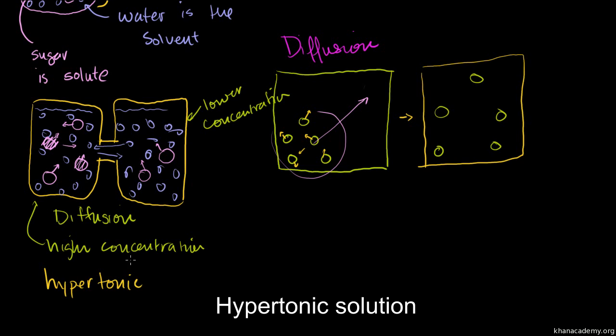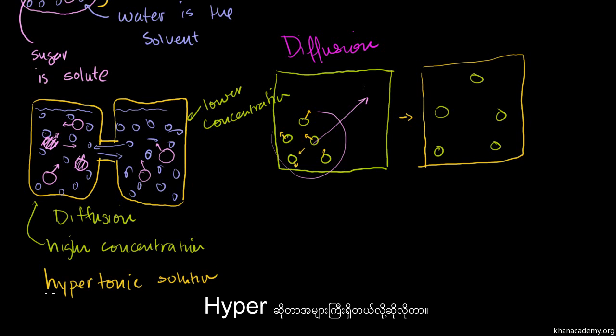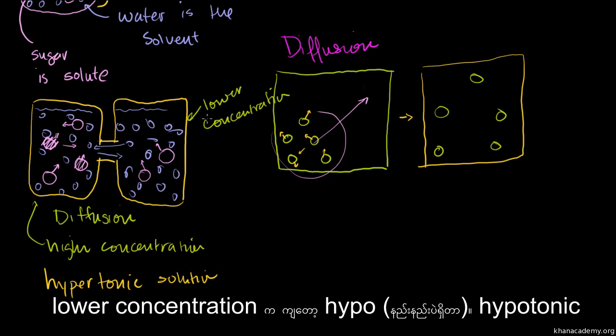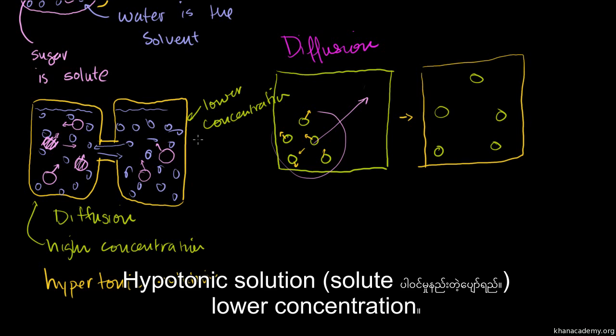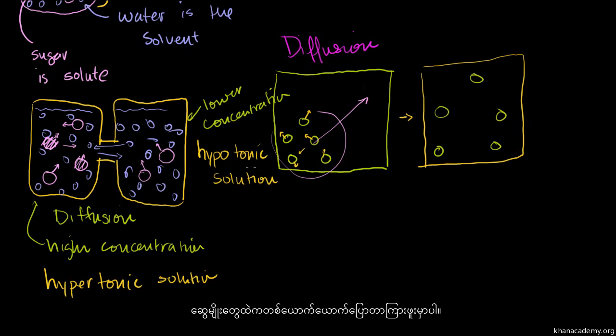Hypertonic solution. Hyper, in general, means having a lot of something, having too much of something. And this lower concentration is hypotonic solution. Lower concentration.